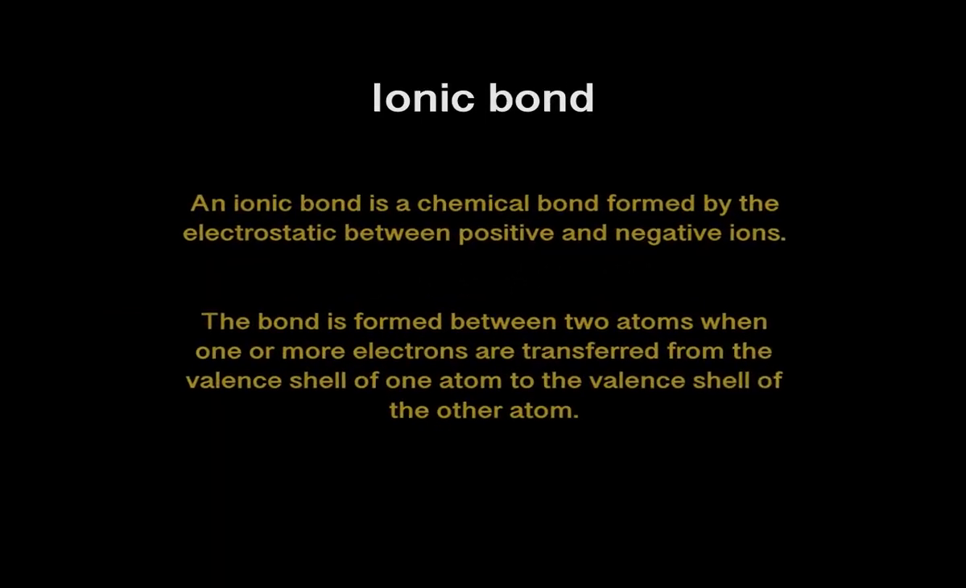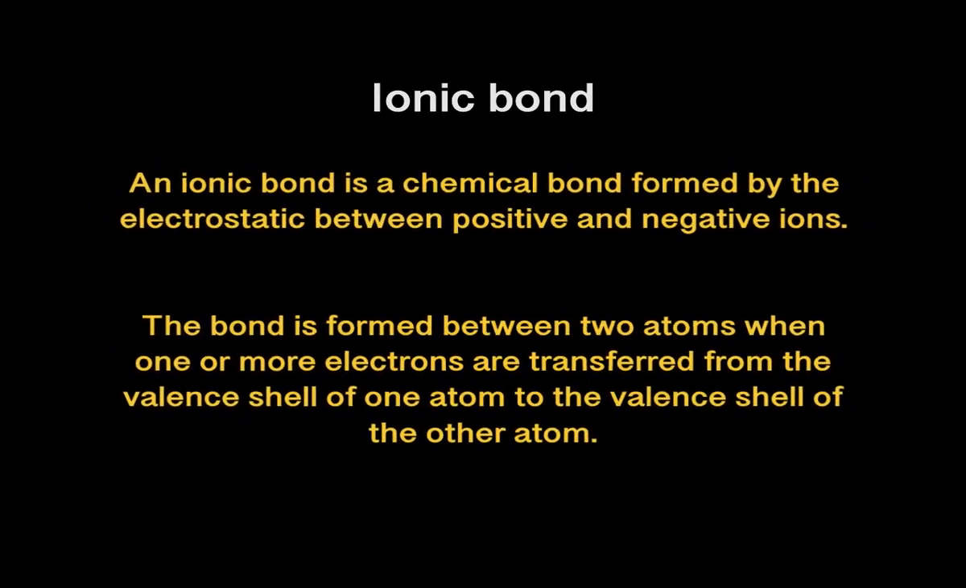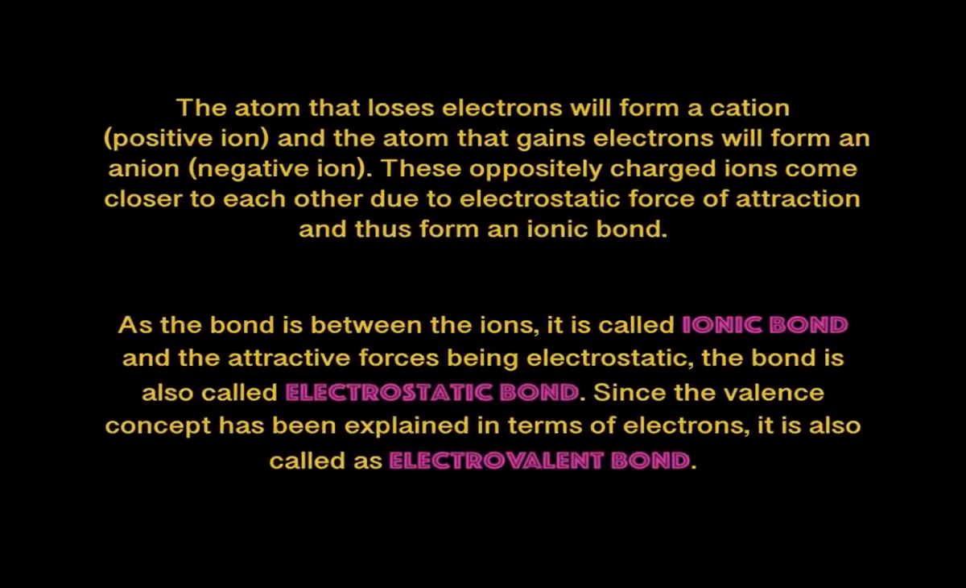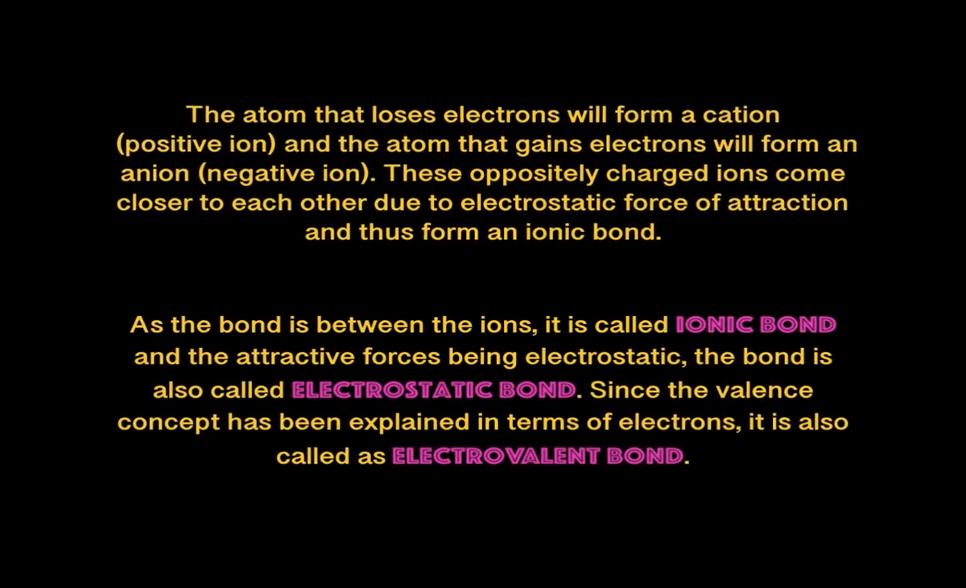Ionic bond. An ionic bond is a chemical bond formed by the electrostatic attraction between positive and negative ions. The bond is formed between two atoms when one or more electrons are transferred from the valence shell of one atom to the valence shell of the other atom. The atom that loses electrons will form a cation, and the atom that gains electrons will form an anion.